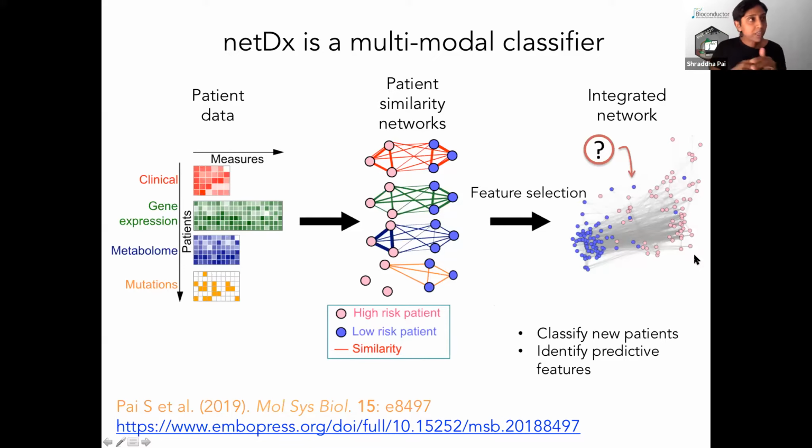A threshold is then applied, and using the top features, a final integrated patient network is created. A new patient is then classified based on which group they are most similar to in this integrated network. So netDx allows you to identify predictive features and to classify new patients. The methods behind netDx were published last year. I've got a link here, and I will make this talk public after this session.